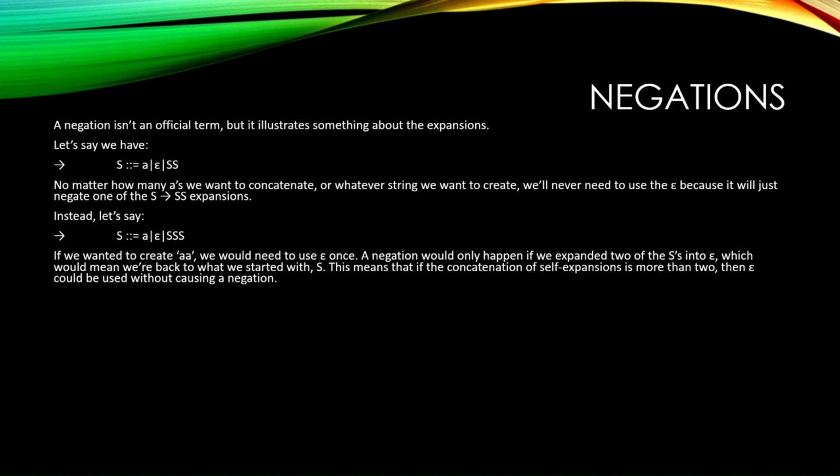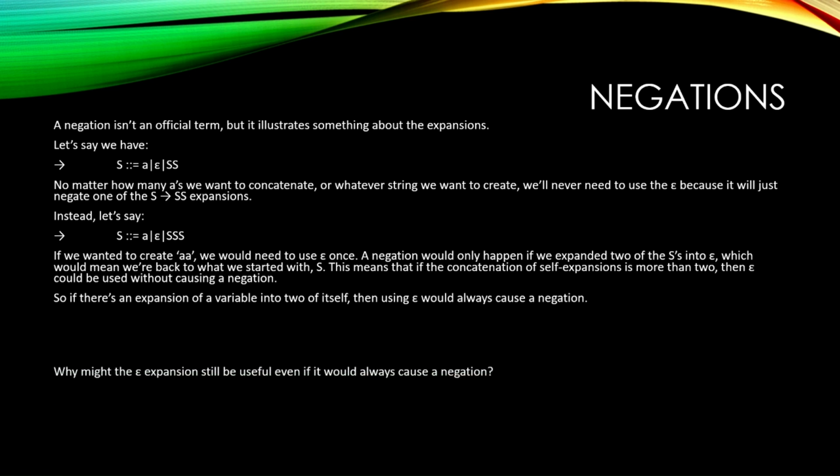So it would be useful if we had S going into 3 expansions, and therefore if S went into 3 or more expansions. I think that's causal values induction, but I'm not sure. So negation will only happen if we expanded 2 of the S's into epsilons in the case of S expanding into 3 initially, which would be that we would be back to what we started with. So if there's an expansion of a variable into 2 of itself, then using epsilon would always cause a negation. That's kind of a rule.